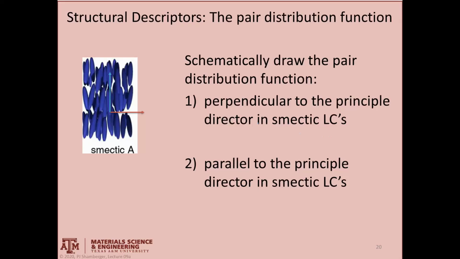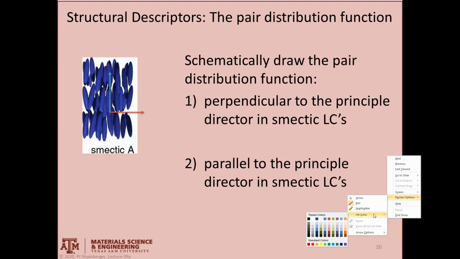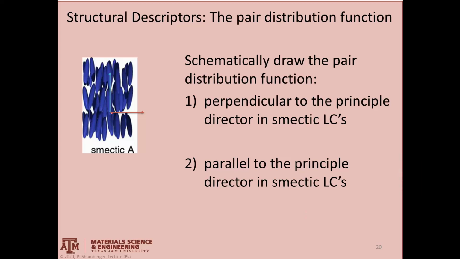So if we're going to do that same thing, draw that pair distribution function, if we were going to draw it perpendicular to the principal director, again, that would be, let me switch my pointer color, this red direction. That's going to look very similar to before. Because within a particular layer, I might have a nearest neighbor, a second nearest neighbor, a third nearest neighbor, and then I've hit my correlation length, and I don't have any additional order within a layer.